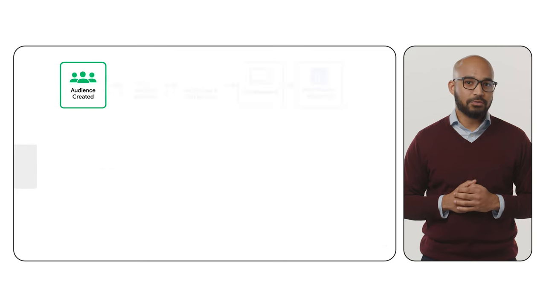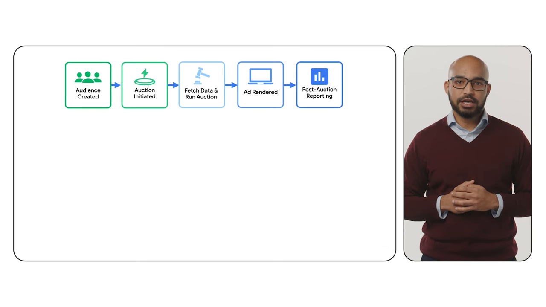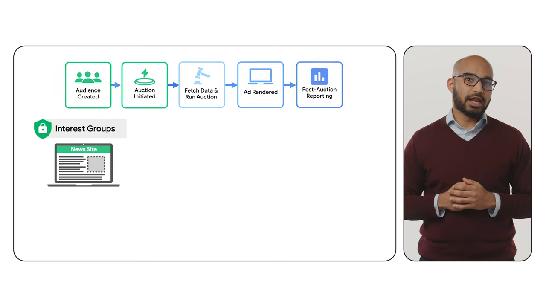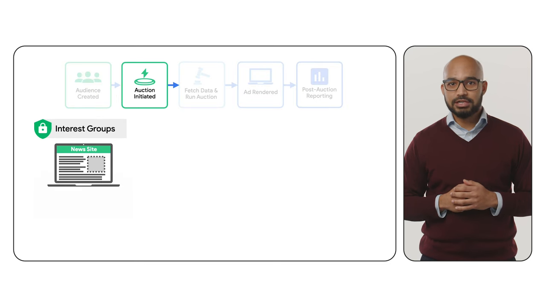At the top, we move to the second step in the journey, configuring the auction. Now, the user is on the news site. This is where an ad will be shown. And the browser is still maintaining audience memberships via the interest groups. Interest groups are encrypted and not observable by any other party.